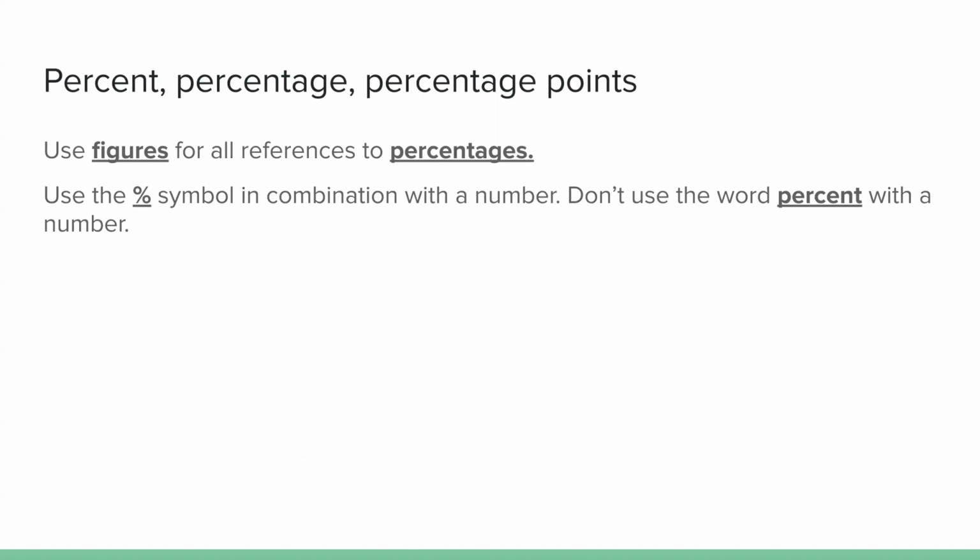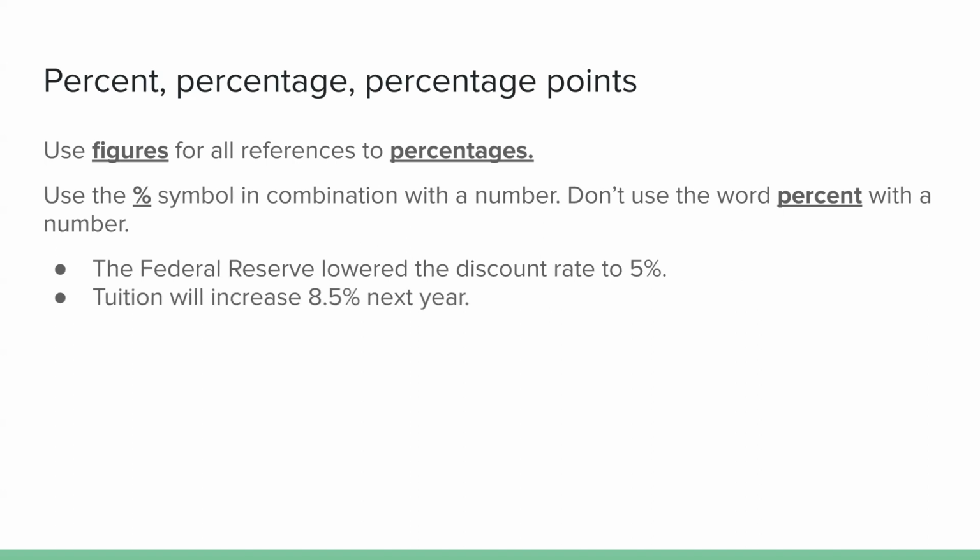Also, AP now uses the percent symbol in combination with a number. So we don't write out the word percent in a story if there's a number with it. This is actually a change that went into the style book in 2019. The rule used to be the opposite in that regard. It said to spell out the word percent. The Federal Reserve lowered the discount rate to 5%. Notice we've got 5 written as a figure with the percent symbol.